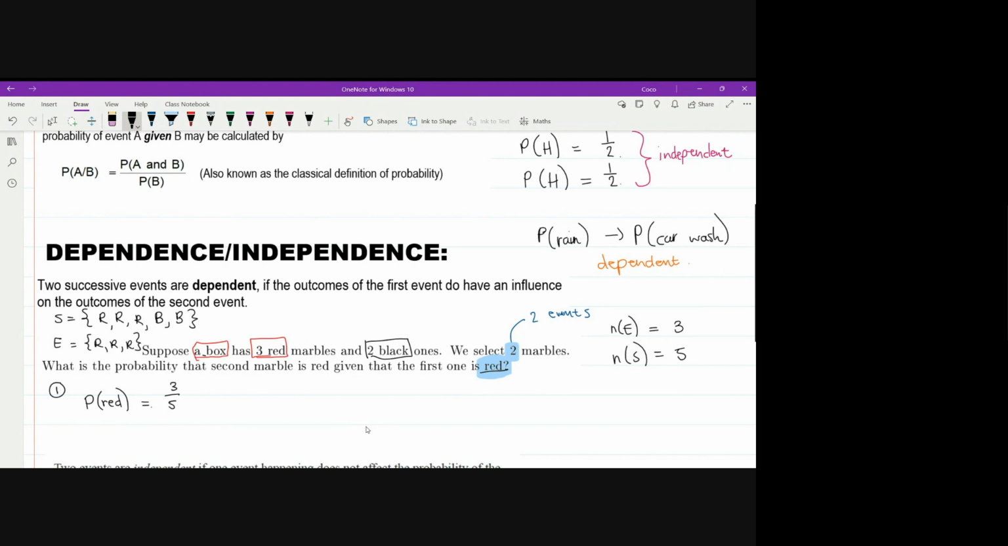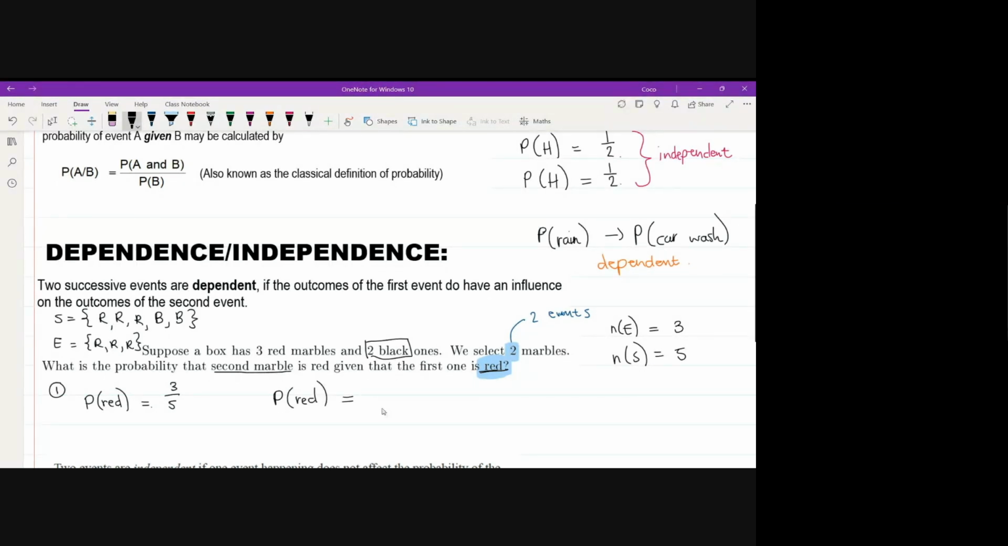Lovely. Okay, now herein lies the problem. The problem is that even if we pull out a red marble, the question says, what is the probability that the second marble is red given that the first one is red? So now if I pull out a red marble, what is the probability that I would pull out a red marble again? I've got a problem. Here's my problem.